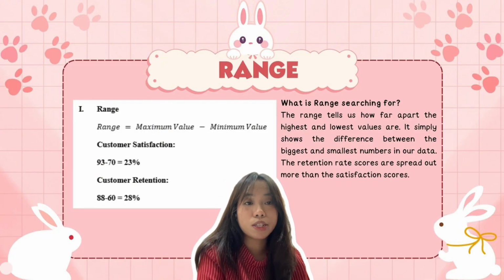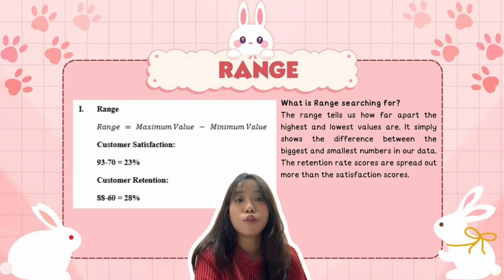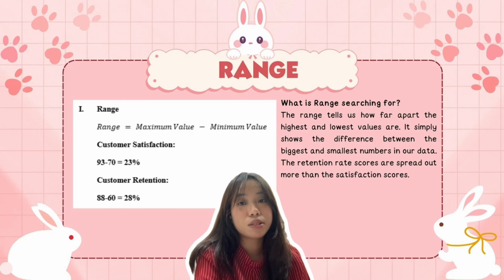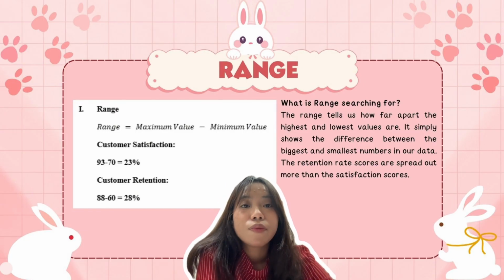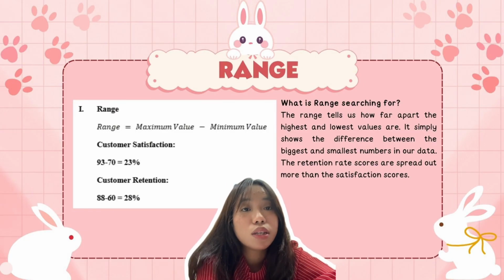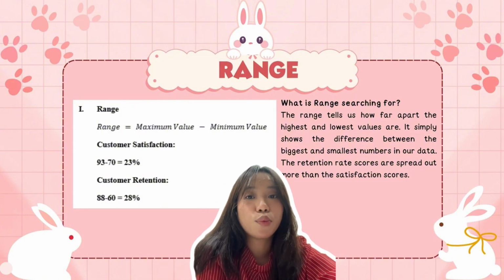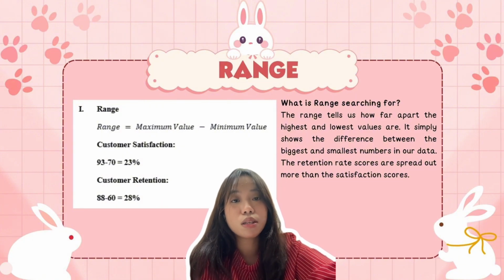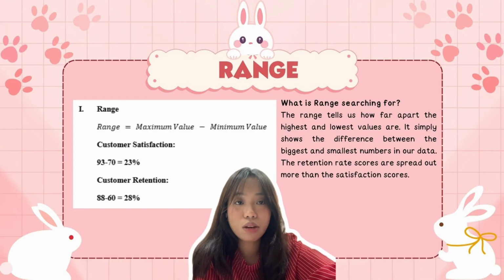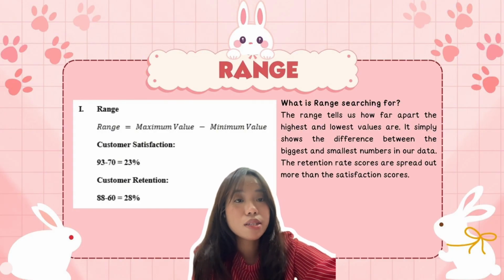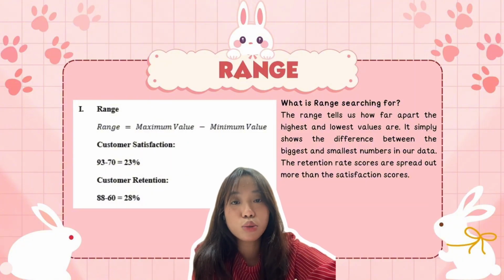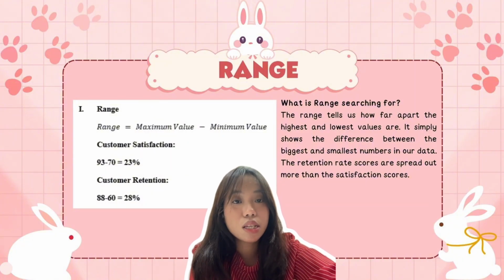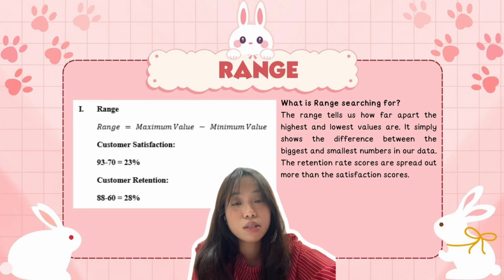From previous explanations, we know that the maximum value for customer satisfaction is 93% and the minimum value for customer satisfaction is 70%. In order to know the range, we simply need to subtract the minimum from the maximum value. So for customer satisfaction, we got a 23% range. As for customer retention, the maximum value is 88%. We subtract the minimum value, which is 60%, and it equals 28%. So this shows that the customer retention rates are spread out more than the customer satisfaction scores.